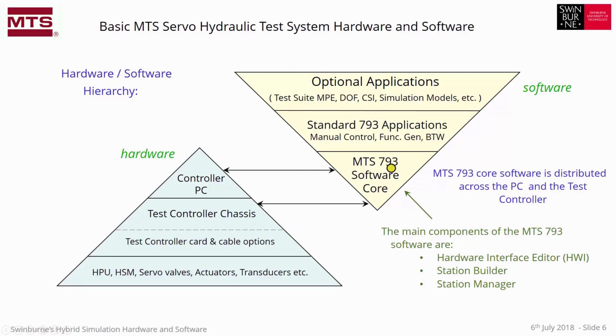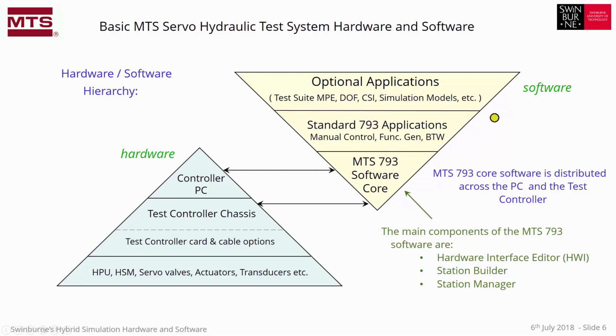Now, the core software has three major components: the hardware interface editor, which is used to manage the locations and configuration of all the hardware; the station builder, which is used to name and customize all that hardware; and finally the station manager, which is the software item that is used to operate the system. And that includes the ability to have manual control, tuning, function generator, basic testware.